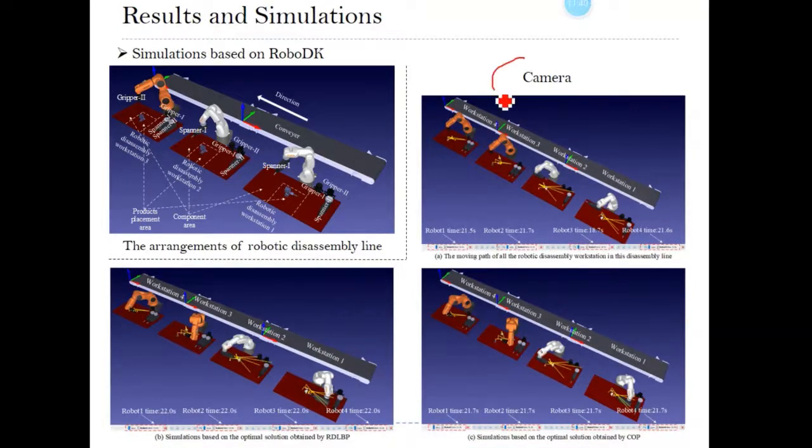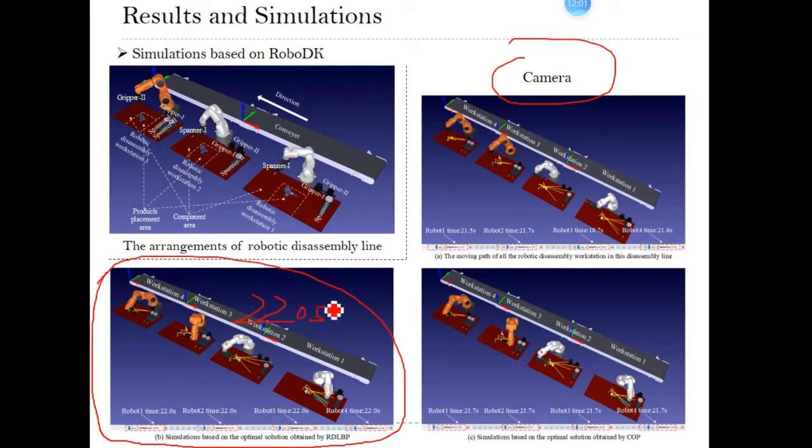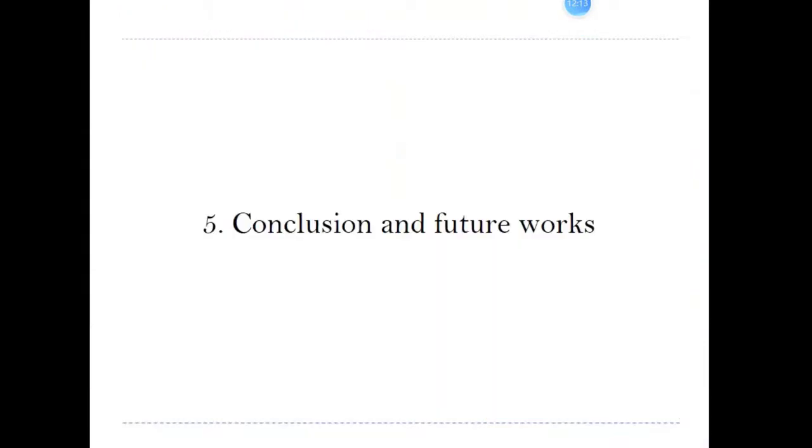If the 10 cameras should be disassembled in the robotic disassembly line, we simulate the optimal solutions obtained by the RDLBP. If we need to disassemble 10 cameras using the disassembly line, it will take 220 seconds, right? But if you use the optimal solutions obtained by the COP, it will take 217 seconds, right? So 3 seconds are optimized.